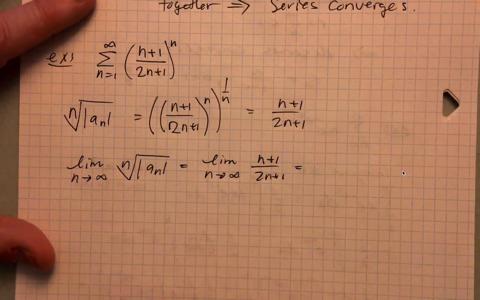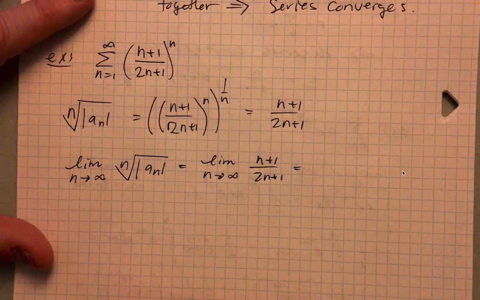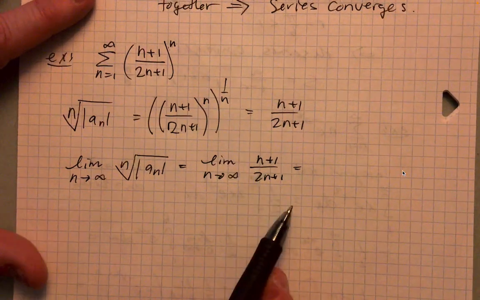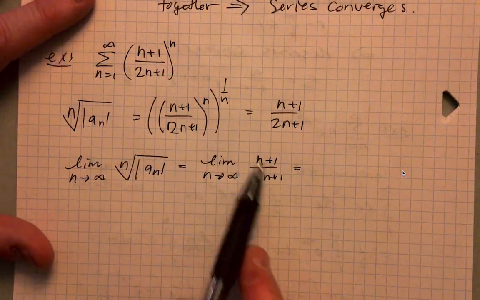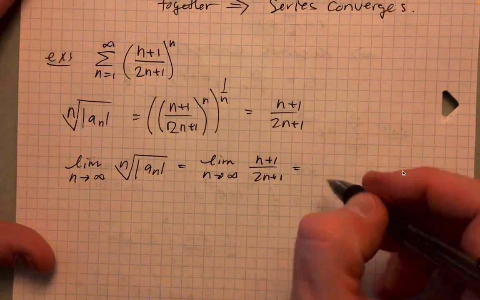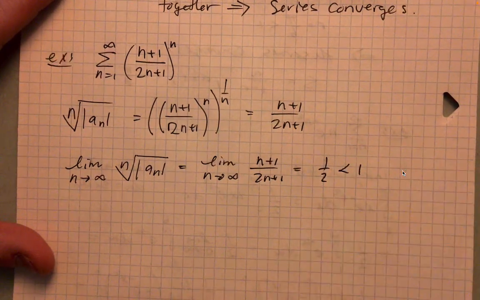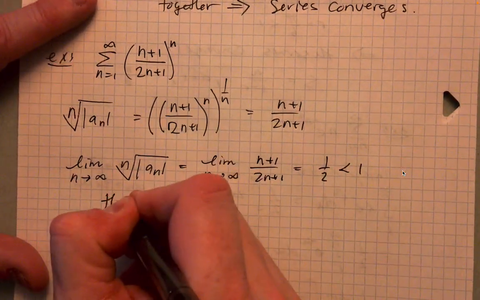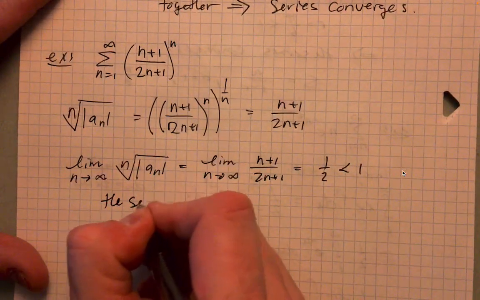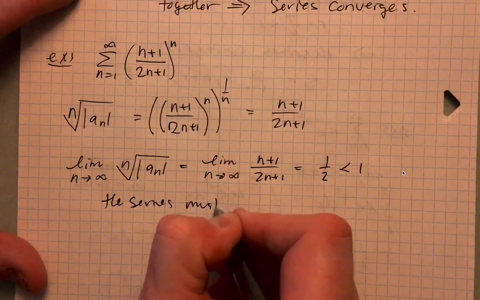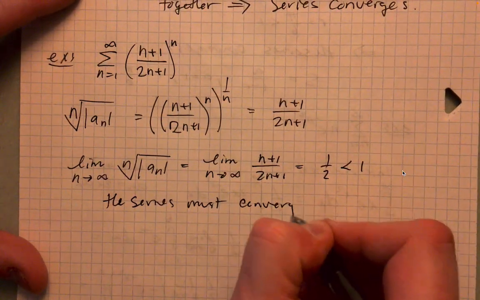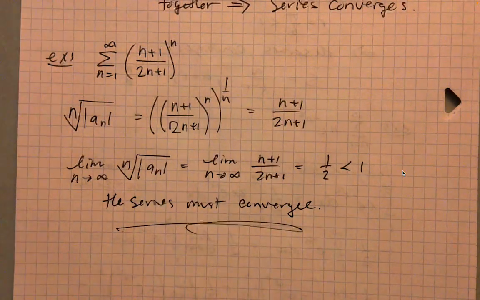Well, that is another one, again, that I would hope everybody knows by now. You've got two polynomials, first degree. The ratio of the lead coefficients is the limit there, so it's 1/2, less than 1. So the root test would say the series must converge. Okay, so there we go.